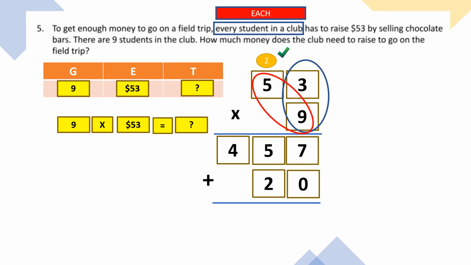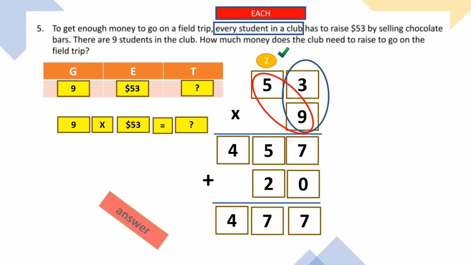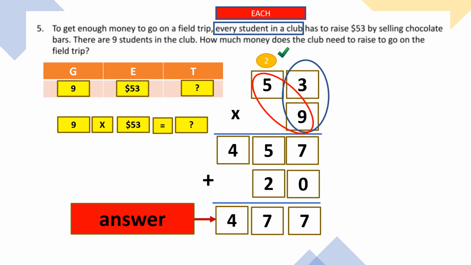We start adding with the ones place. 7 plus 0 is 7. And 5 plus 2 is 7. 4 plus 0 is 4. So our product, or our answer, for 53 times 9 is 477. If you need to, go ahead and pause the video so that you can make sure to check your work and write down the correct solution.